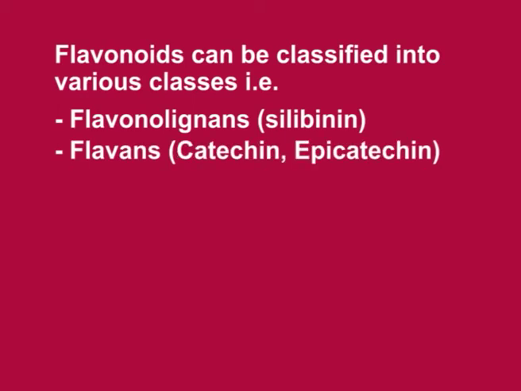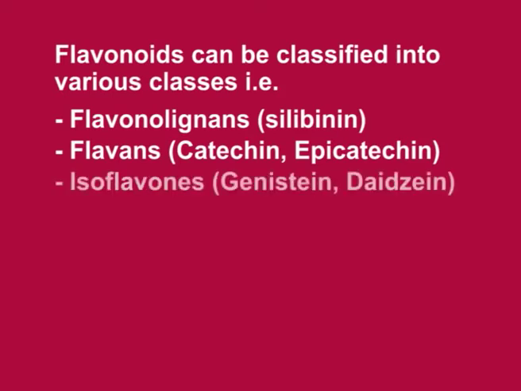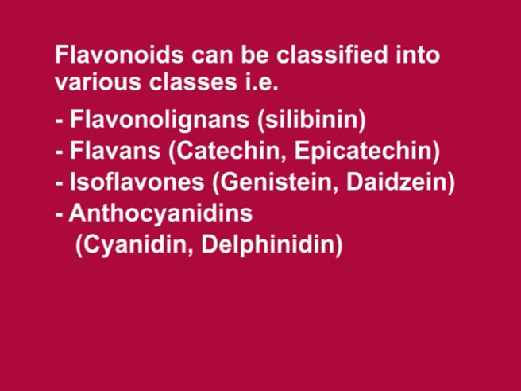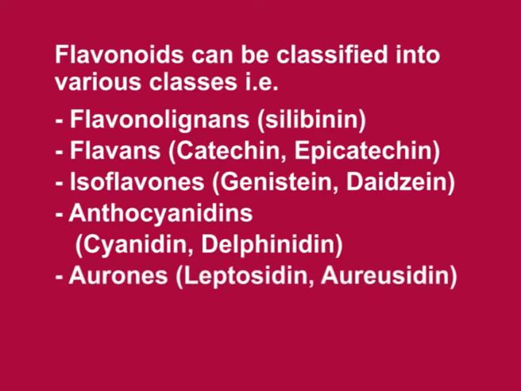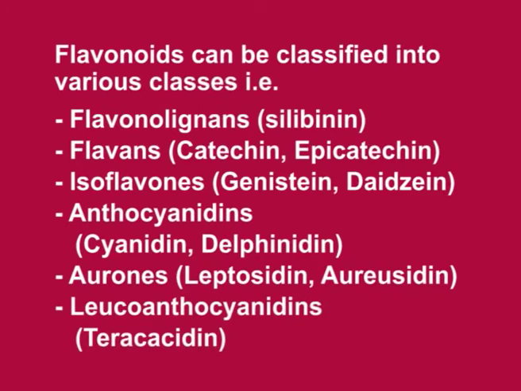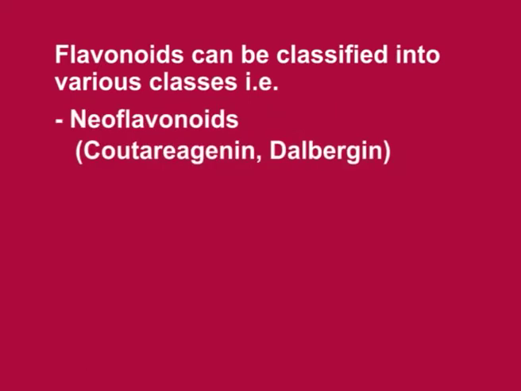Flavans, the examples are catechin and epicatechin. Isoflavones, the examples are genistein and daidzein. Anthocyanidins, the examples are cyanidin and delphinidin. Aurones, the examples are leptosidin and aureusidin. Leucoanthocyanidins, the example is teracacidin. Neoflavonoids, the examples are calophyllolide and dalbergin, and last but not the least, chalcone.